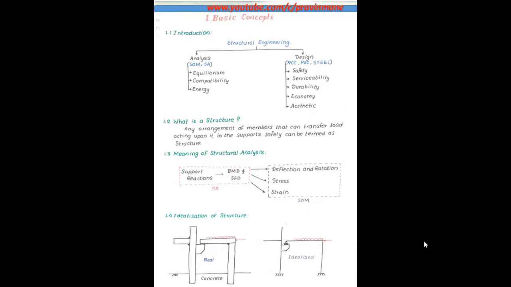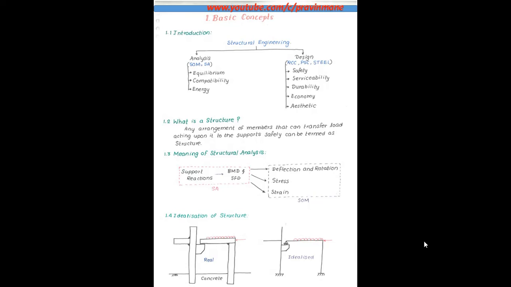In structural engineering, there are two different portfolios: the analysis part and the design part. As far as the analysis part is concerned, the subjects are SOM and SA, that is strength of material and structural analysis. As far as the design part is concerned, there are RCC design, PSC, that is pre-stressed concrete design, and steel design. In the analysis part, we have to learn things regarding equilibrium, compatibility, and energy. In design, we need to study safety, serviceability, durability, economy, and aesthetics.